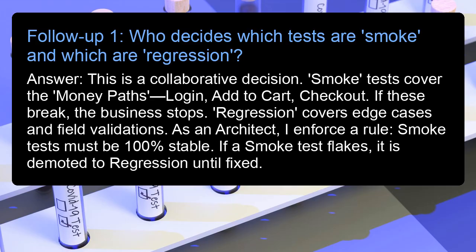Follow-up 1. Who decides which tests are smoke and which are regression? Answer, this is a collaborative decision. Smoke tests cover the money paths: login, add to cart, checkout. If these break, the business stops. Regression covers edge cases and field validations. As an architect, I enforce a rule: smoke tests must be 100% stable. If a smoke test flakes, it is demoted to regression until fixed.